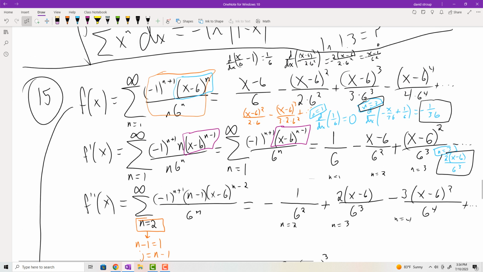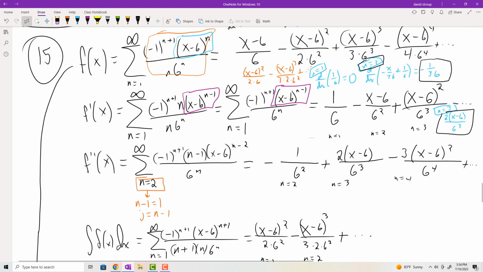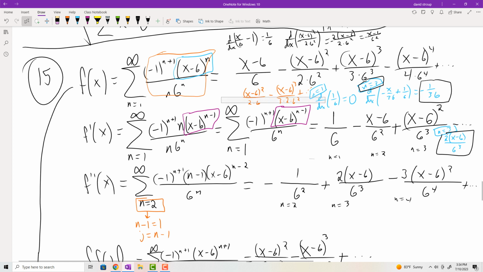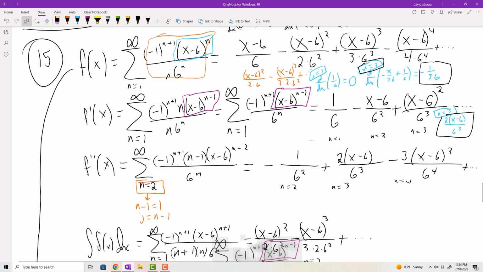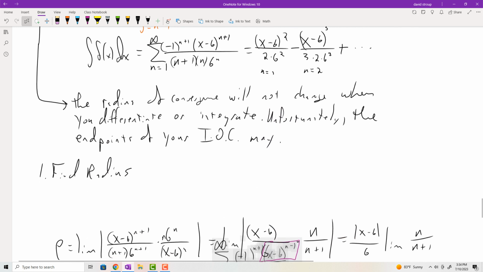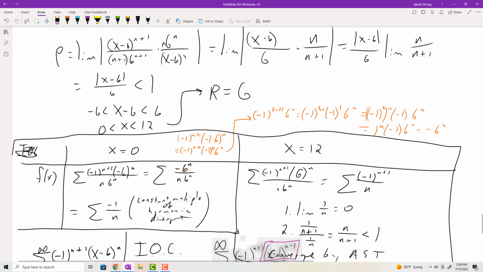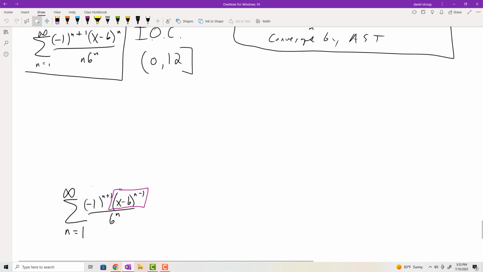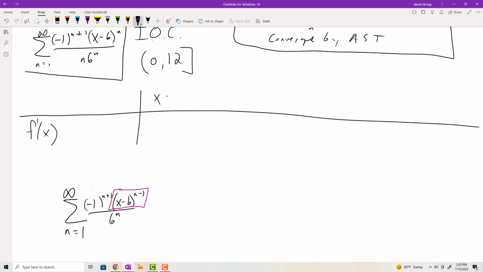Okay, okay, let's get our next critter, f prime. I'm going to borrow. Okay, so this time I have f prime of x. And same sort of spiel. I need to check x is 0. And then check x is 12. So first plugging in 0, I get the series -1 to the n plus 1 times -6 to the n minus 1 all over 6 to the n.